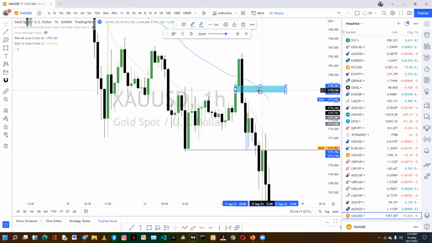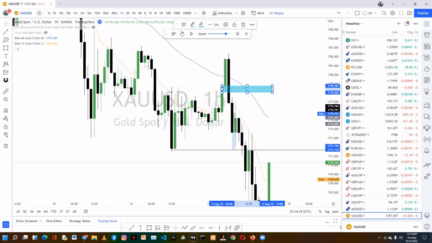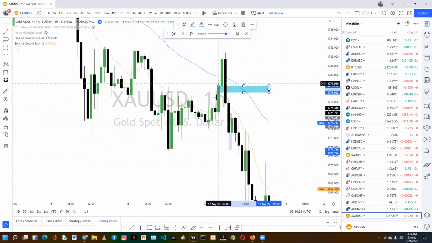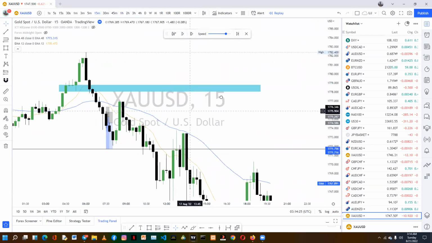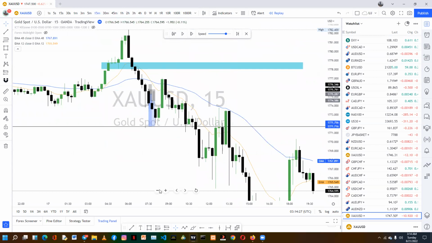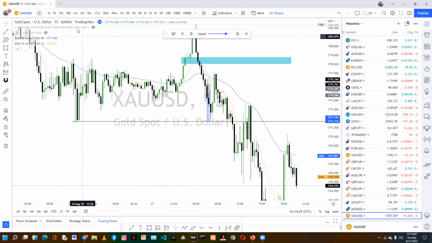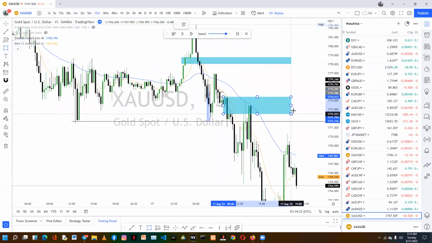Now, price didn't get there. I think I got this particular one somewhere here. So you see, on the 15 minutes chart, there was this.